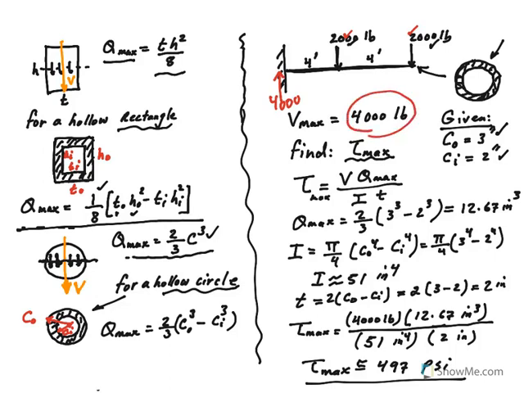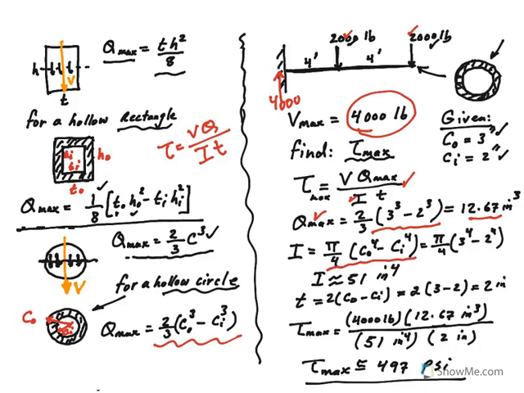Here we go. If you draw the shear diagram, which is not necessary, your maximum shear is 4,000 pounds. Then remember, you cannot use those equations for a solid rectangle or solid circle. You have to use the shear formula, tau equals VQ over It. If we use this formula, I calculated Q max based on this equation. It became 12.67. Then I calculated I here.